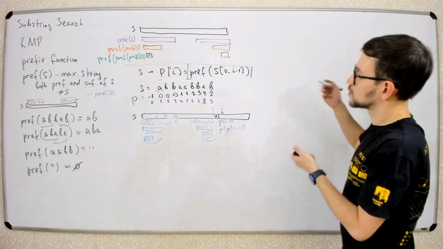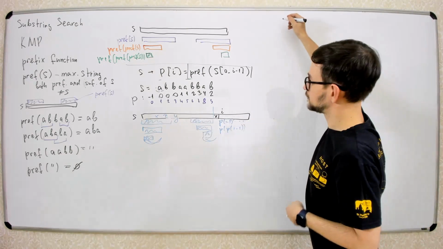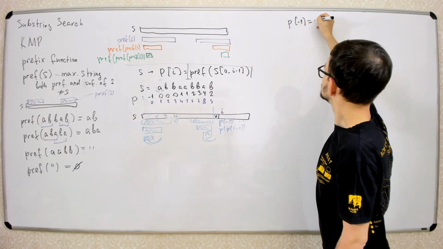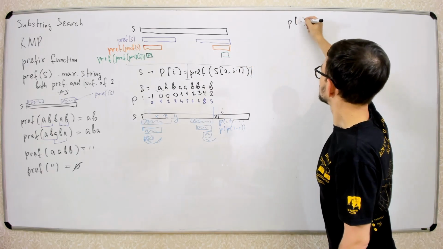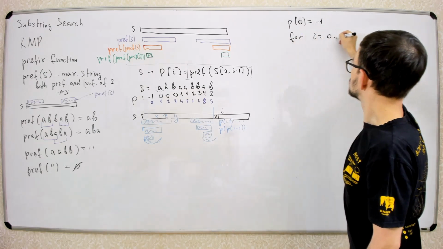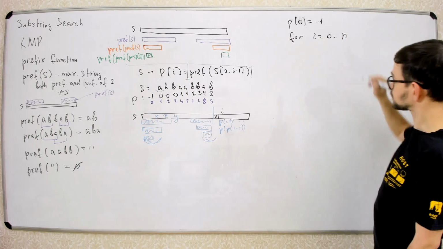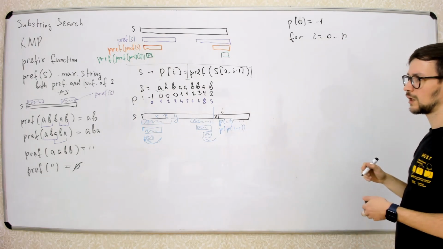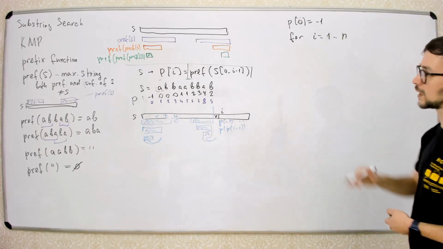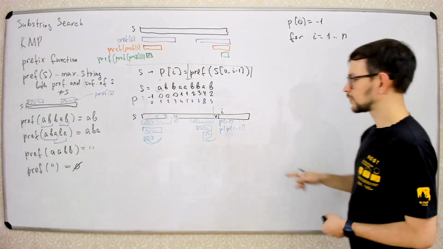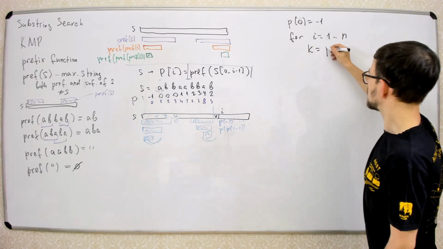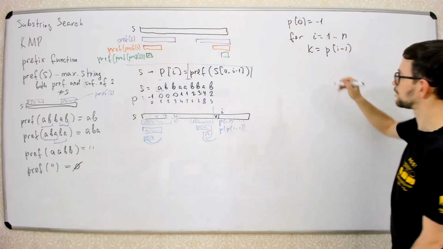Let's write the code. Code is really simple. So we'll say this array p. Let's say p of minus 1 is 0. P of 0 is minus 1. Then we iterate over all values from 1 to n. Now let's take the length of the string as some variable k. So first say k is p of i minus 1.